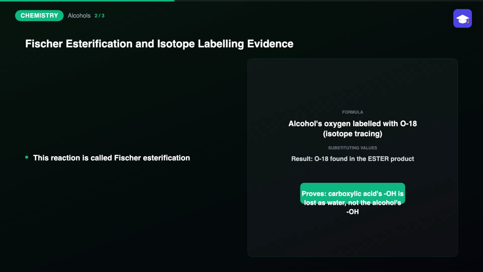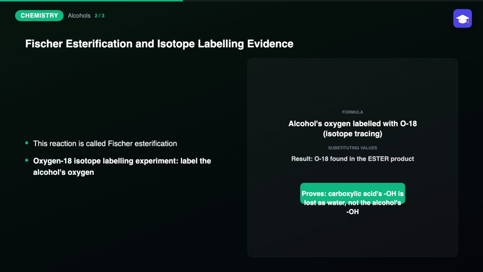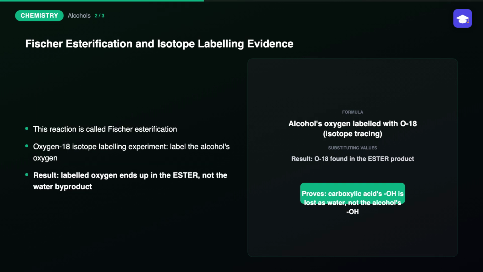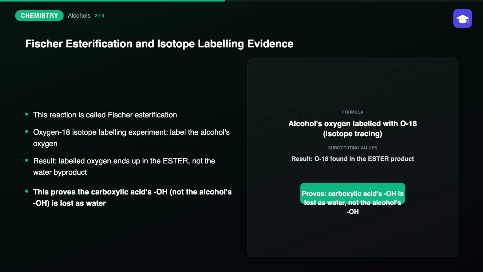studied it, and a particularly elegant piece of experimental evidence using oxygen-18 isotope labeling confirmed the exact mechanism, when the alcohol's own oxygen was specifically labeled with the heavier oxygen-18 isotope. That labeled oxygen atom was found afterwards in the resulting ester product, not in the water byproduct. This conclusively proves that it's specifically the carboxylic acid's own hydroxyl group, not the alcohol's hydroxyl group, that's actually lost as water during the reaction.